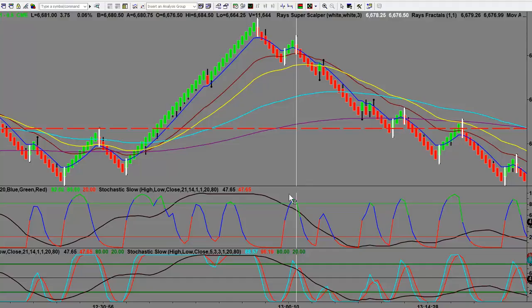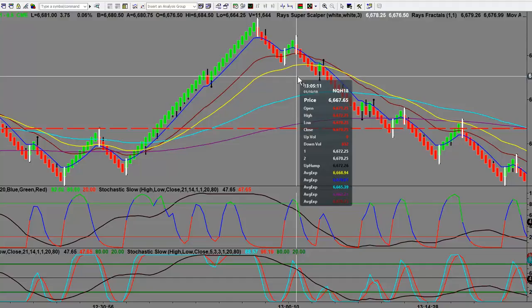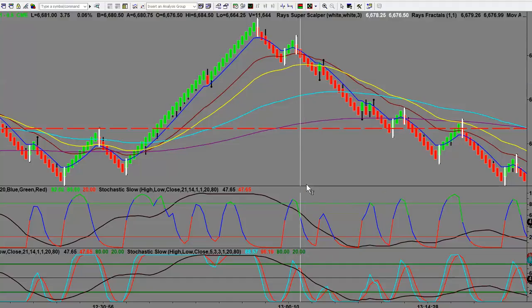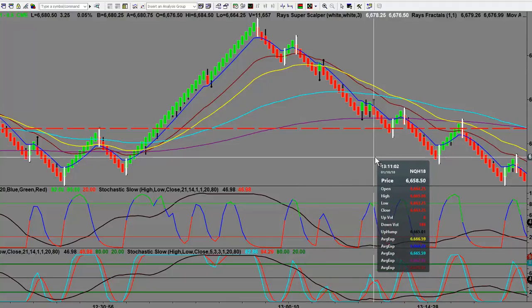We can see here we kicked up and rolled over. It was one candle later on your standard stochastic. Okay, so there's your clear rollover. Now here we had a T2.